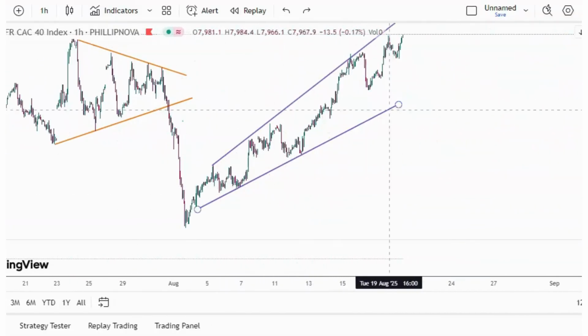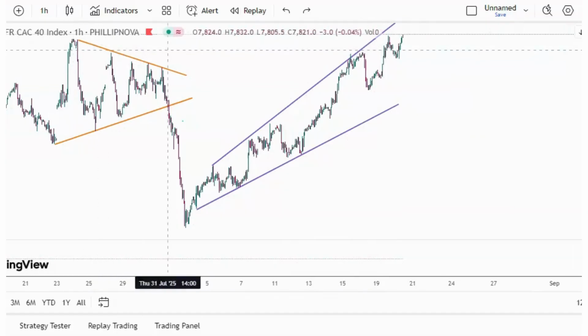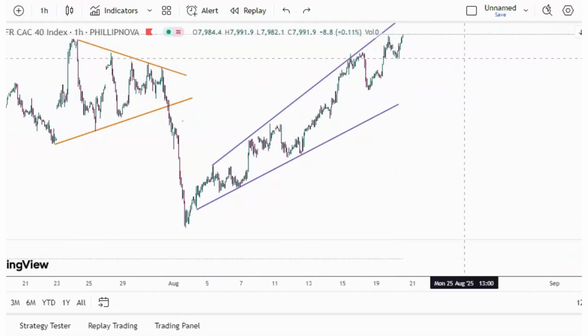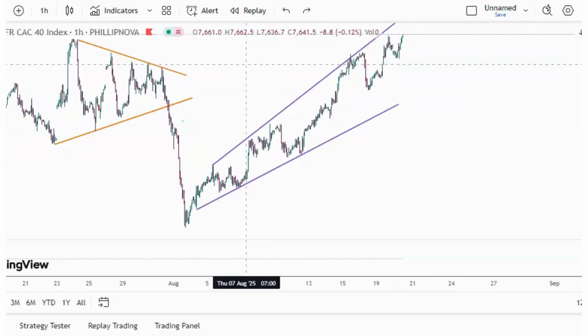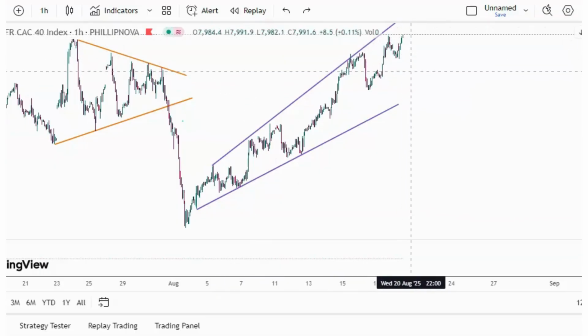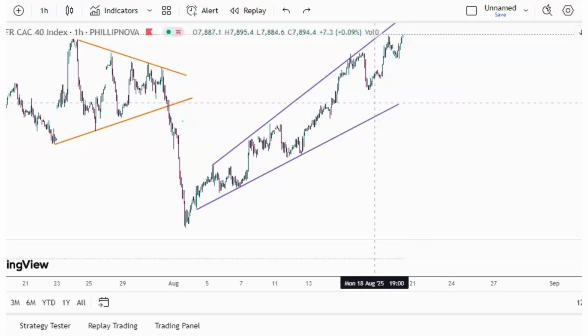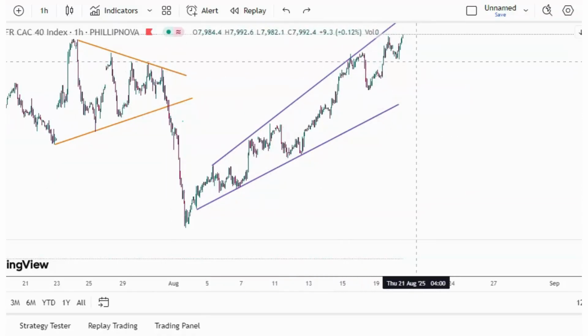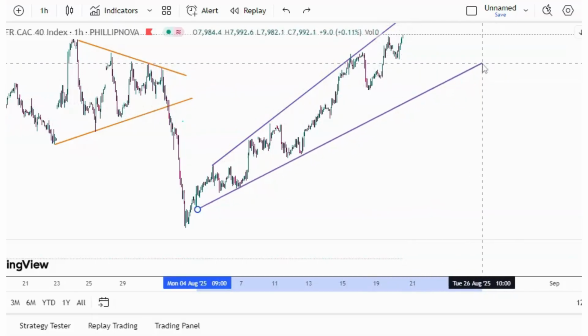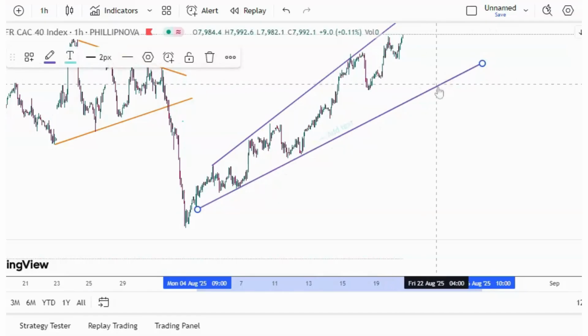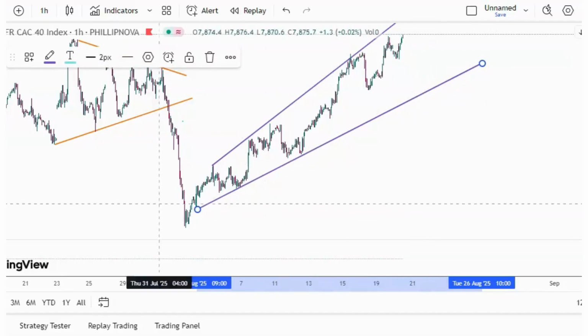So here we have an expanding triangle. We are measuring the two supports and two resistances. If it closed higher, then the price is going to go higher. If it went lower, the price may go lower because it's forming an expanding triangle. Once it breaks the lower band here, this is going to be parabolic to the downside.